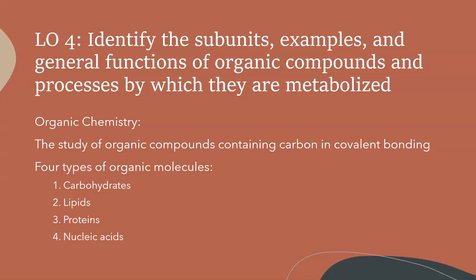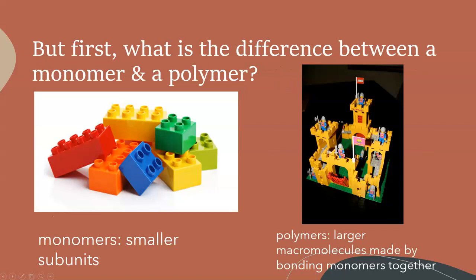Organic chemistry is defined as the study of organic compounds containing carbon in what are called covalent bonds. There are 4 types of organic molecules that you will put to memory: carbohydrates, lipids, proteins, and nucleic acids. All part of a healthy, balanced diet, right?